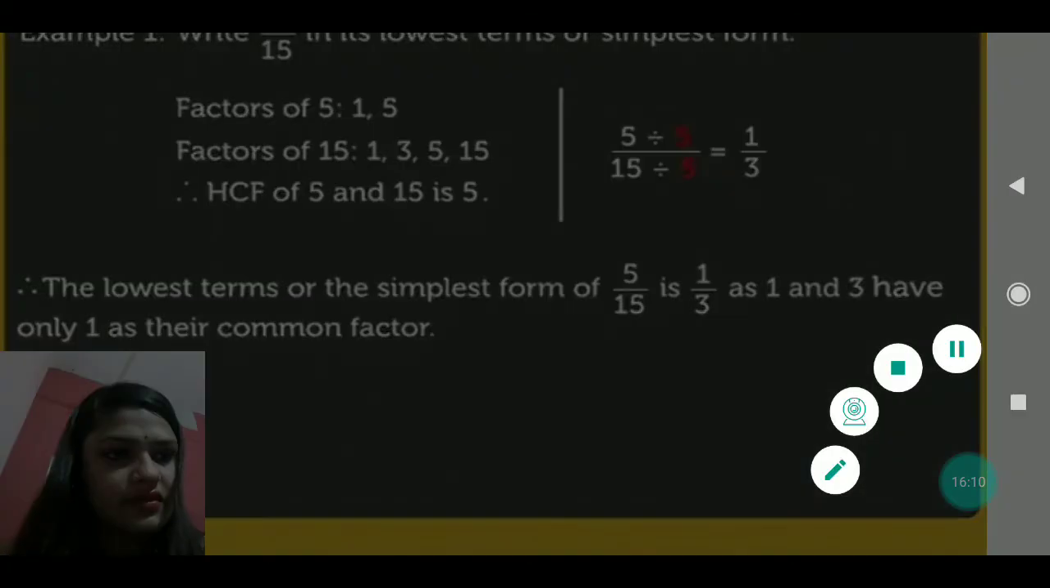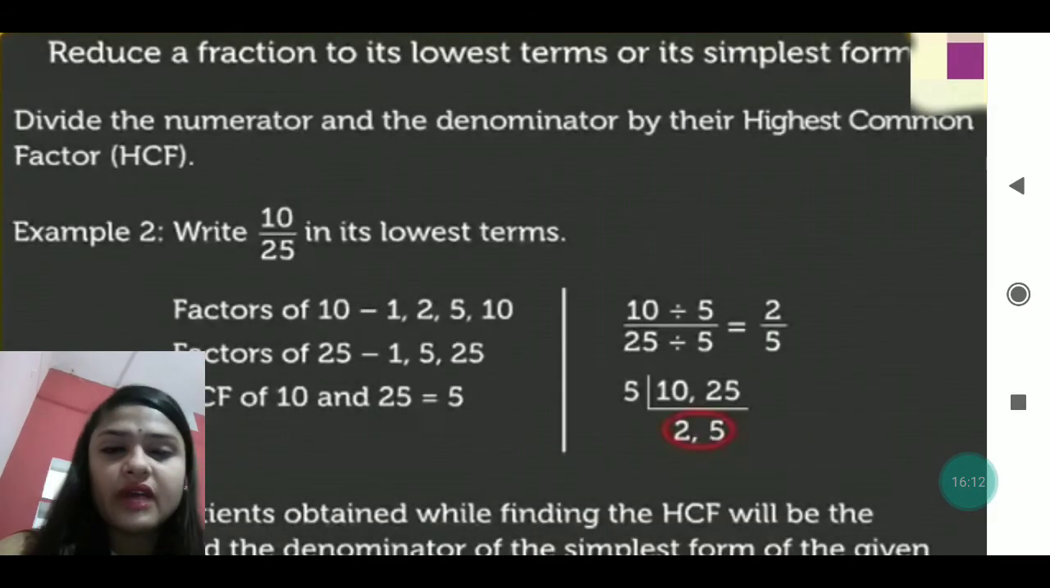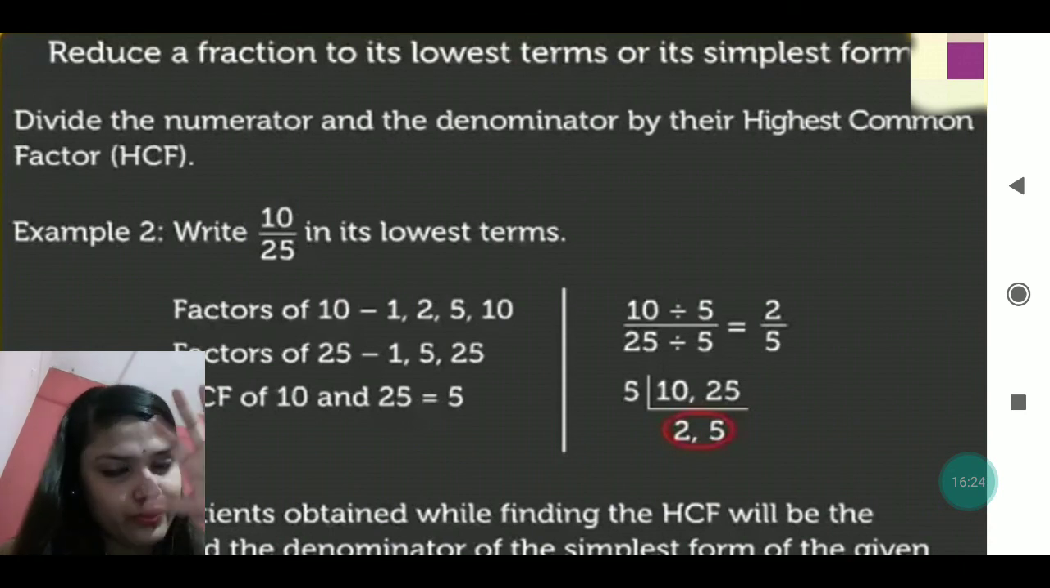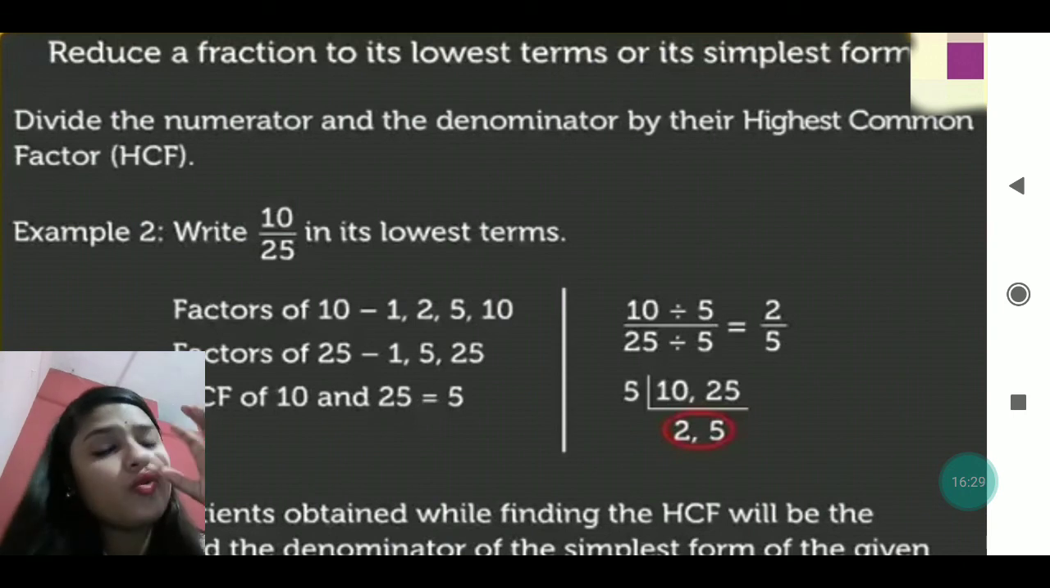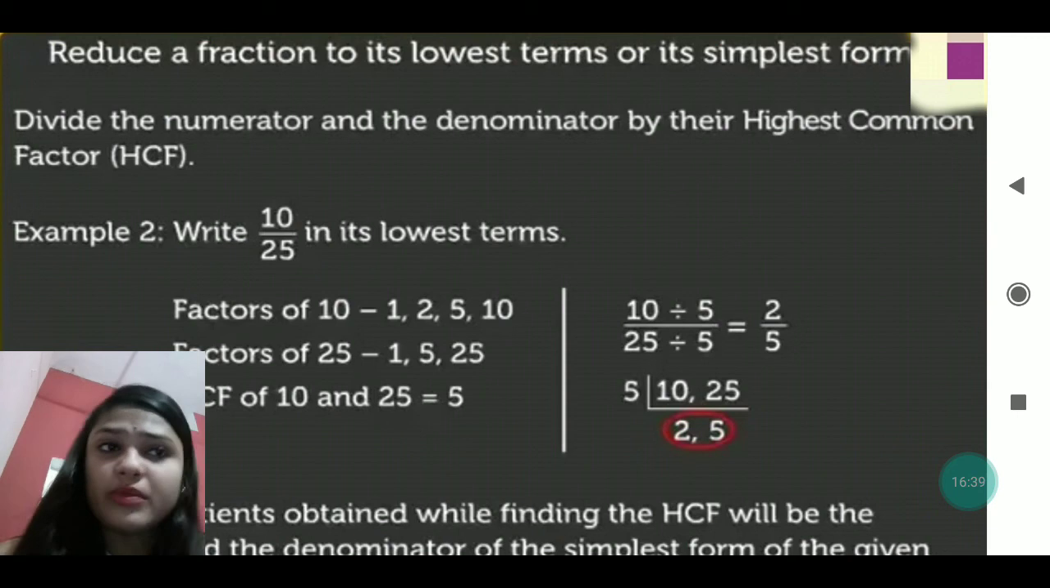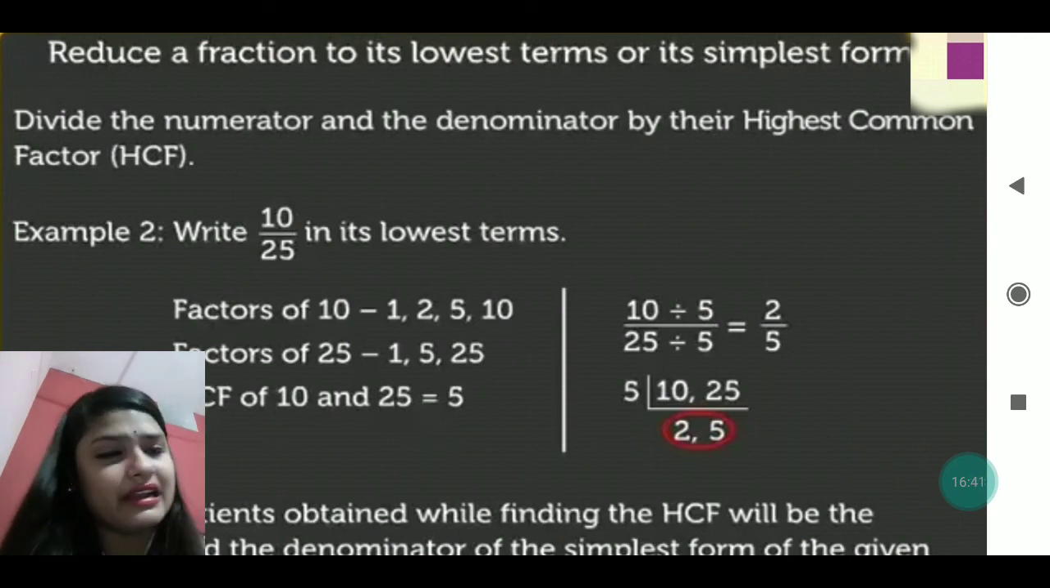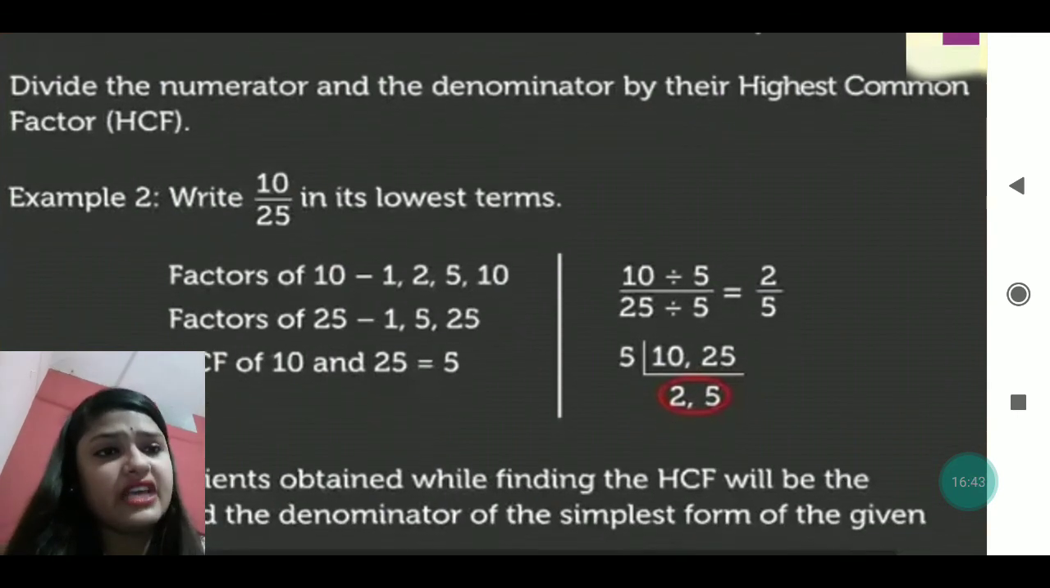One more example. As you can see, I have opened another example. In this you can see the same process for finding the lowest term. For finding the lowest term and making it the simplest form, we have to find the HCF of the numerator and the denominator. Divide the numerator and the denominator by their highest common factor. HCF, highest common factor, we have to find.